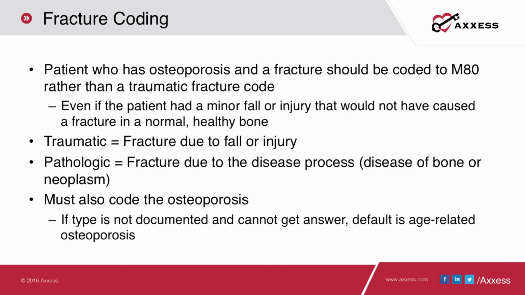Next, we're going to talk about osteoporosis fractures. A patient who has osteoporosis and a fracture should be coded to category M80 rather than a traumatic fracture code.